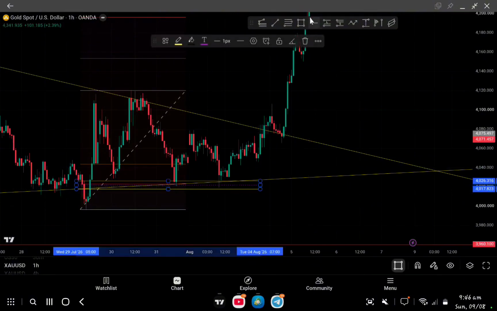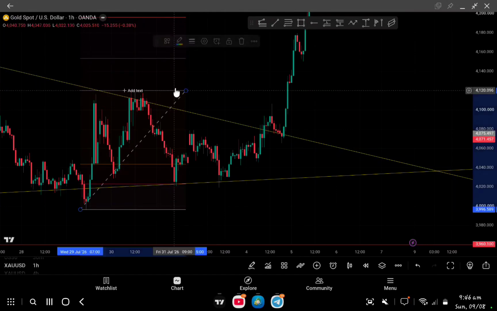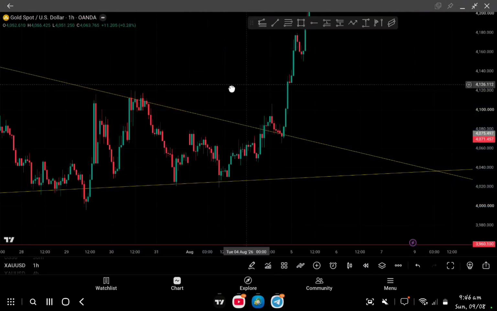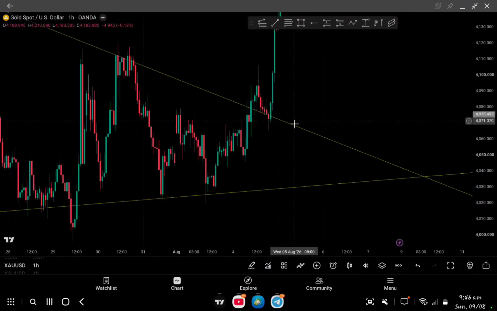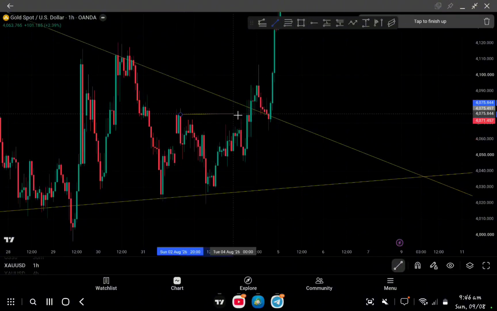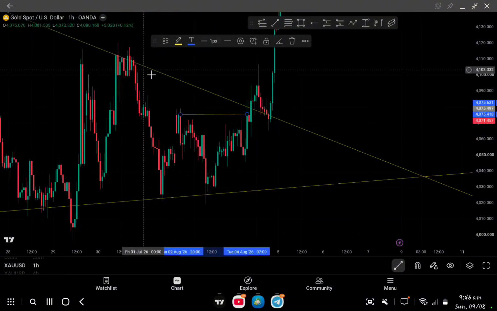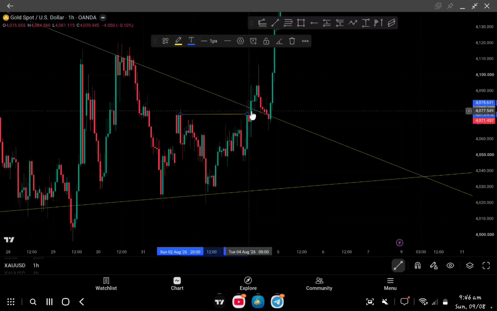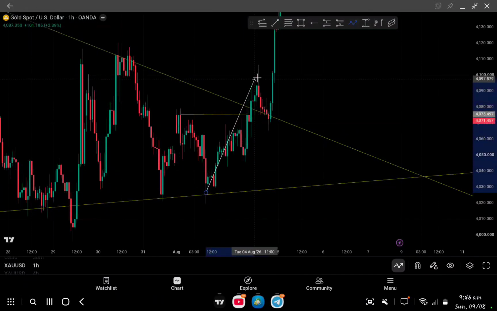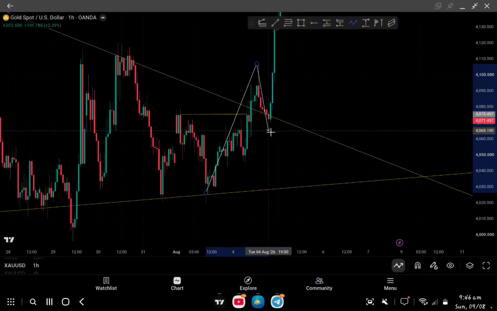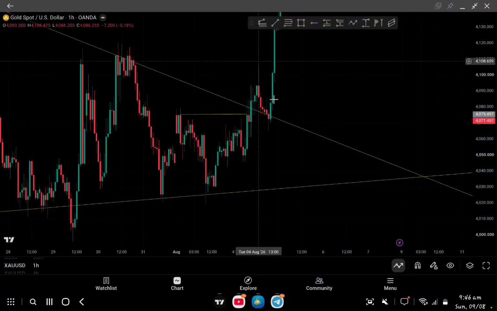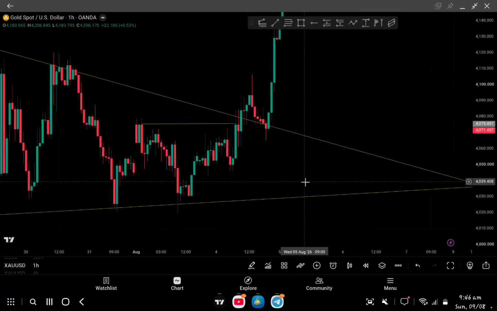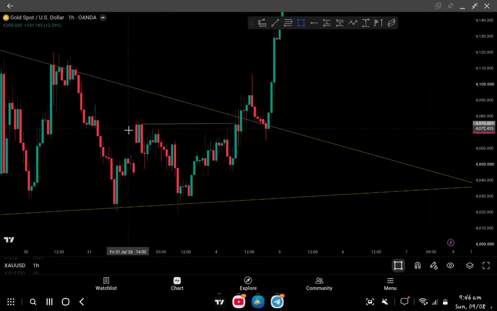My entry was, I suspected that the market will go up, so I have seen this breakout structure here, and the trend will be broken here. So if the trend has been broken here, there will be a retracement. So I have entered in this breaker block.